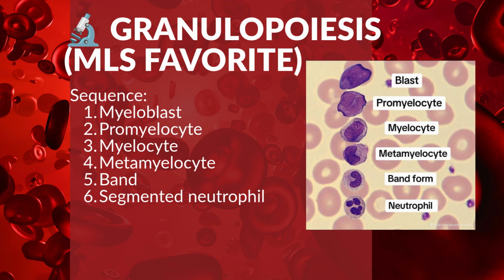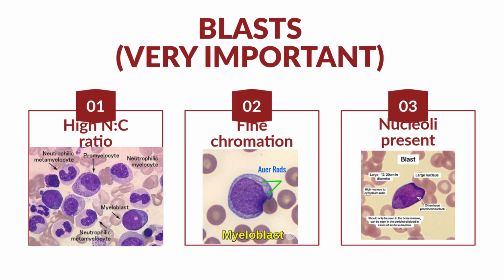So remember this pattern I have here for you. The exam often tests whether immature cells are reactive or malignant. Remember this easy flow: blast, pro, myelo, meta, band, seg. Blast, pro, myelo, meta, band, seg. You got it? All right. Let's keep it moving.